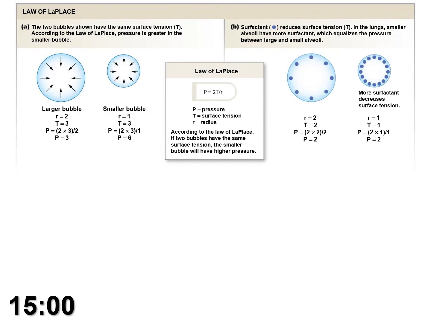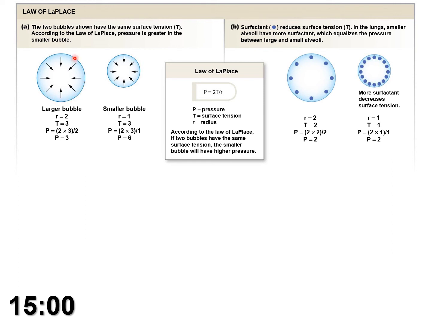So a couple more slides. We're going to get to this concept of surface tension, and then I'll finish off with a slide about surfactant. The law of LaPlace can be a little bit tricky. I think this diagram's a little tricky, and don't worry about the math. We're not going to do the math. Here is the concept, and you might want to try to write this down.